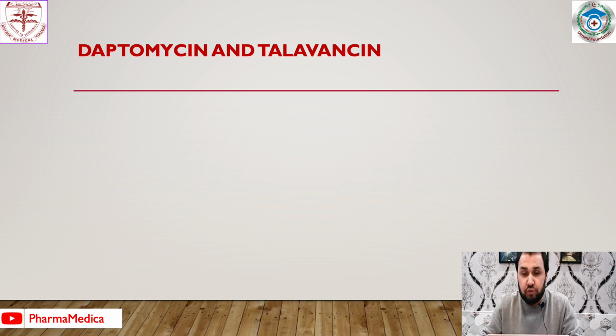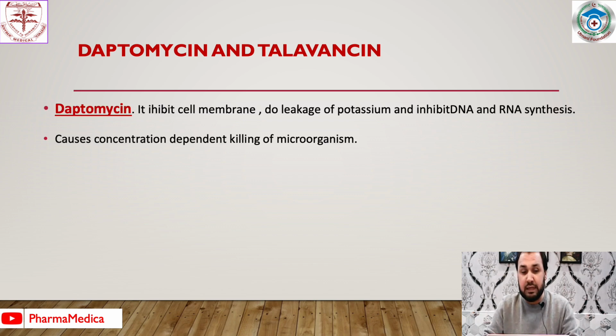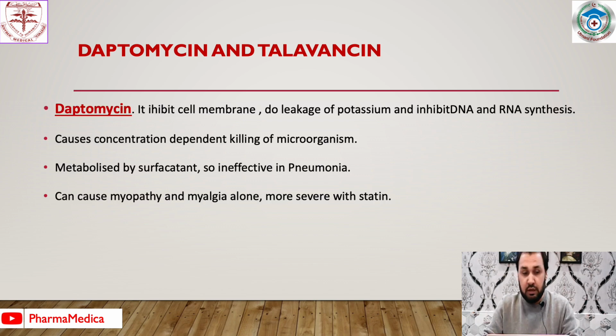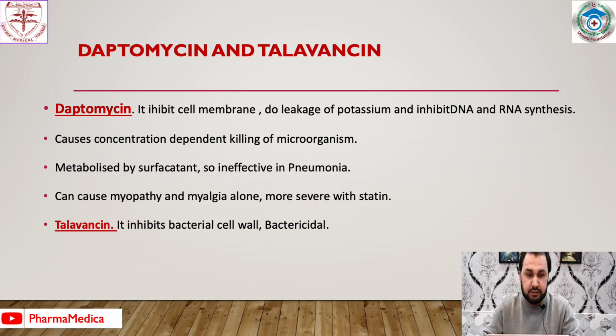There are two other drugs in this group. One is daptomycin, and the other one is telavancin. Daptomycin, again, is similar to vancomycin in mechanism of action. It inhibits DNA, it inhibits RNA, and it inhibits bacterial cell wall synthesis. So it causes concentration dependent killing.